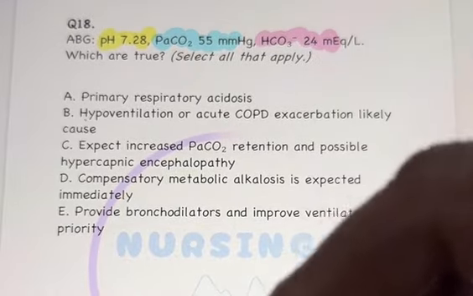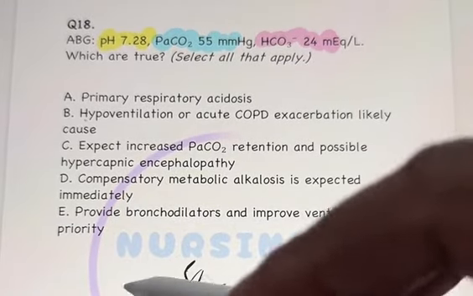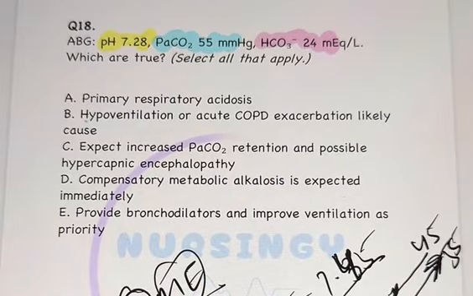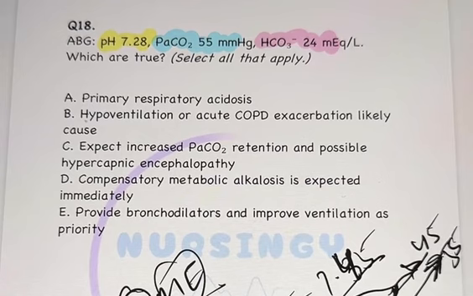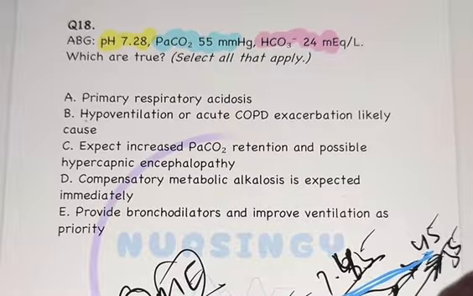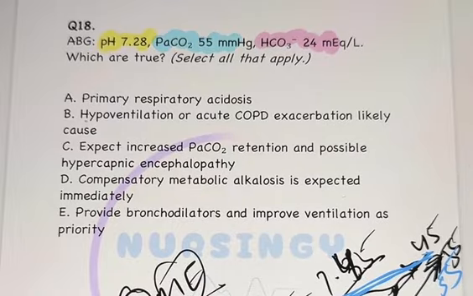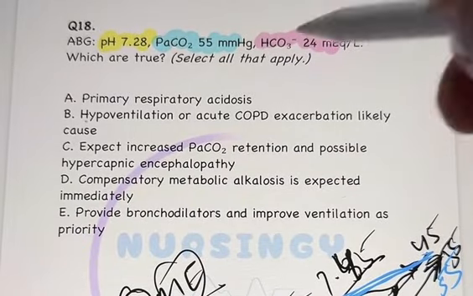According to ROME, respiratory is opposite and metabolic is equal. We have a pH of 7.28 on this side, and we are seeing the opposite effect here, because the pH is on this side and the carbon dioxide is on that side. So this is respiratory. This is primary acidosis, respiratory acidosis, confirmed by this one.